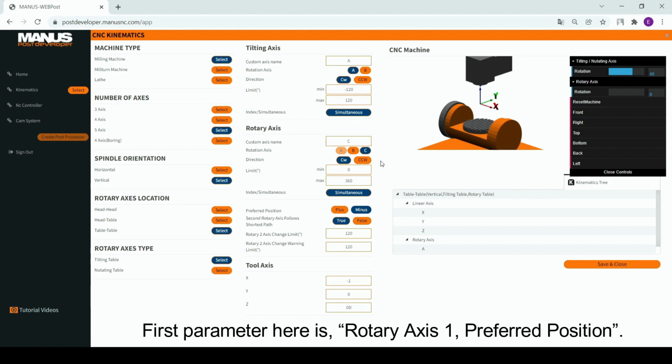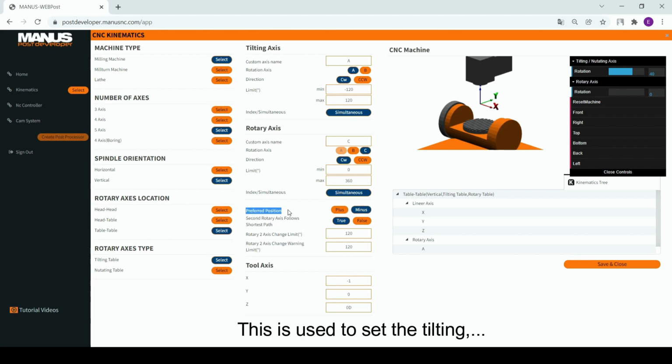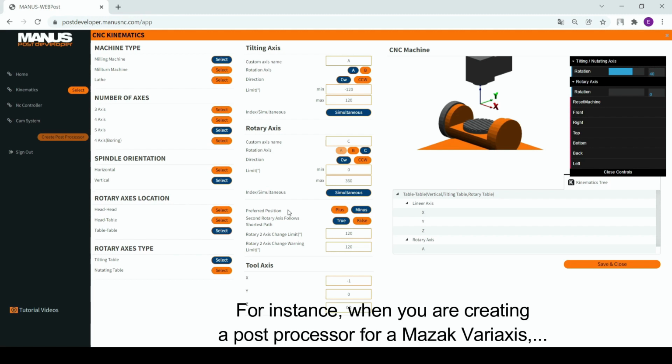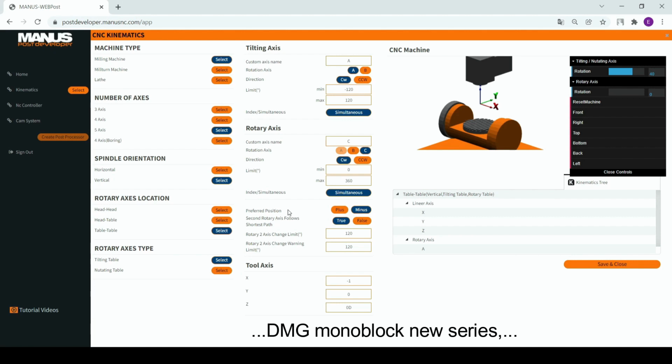The first parameter here is rotary axis 1, preferred position. This is used to set the tilting, or in other words swiveling, axis preferred side. For instance, when you are creating a post processor for a Mazak Vari-axis, DMG monoblock new series, or Hermle 5-axis machine, this parameter should be set to minus, since you want your A-axis, or in other words tilting axis, to rotate to the minus side as the preferred side.